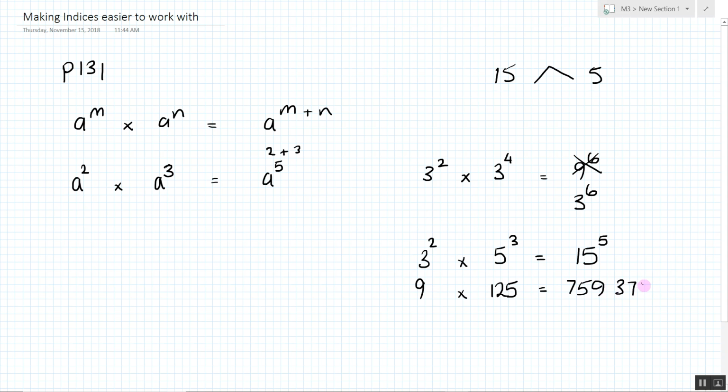700,059. Thousand? 759,375. Good. That's better. Okay, so my question is: is 9 times 125 equal to that? No, it's a much smaller number. It's 1,125.